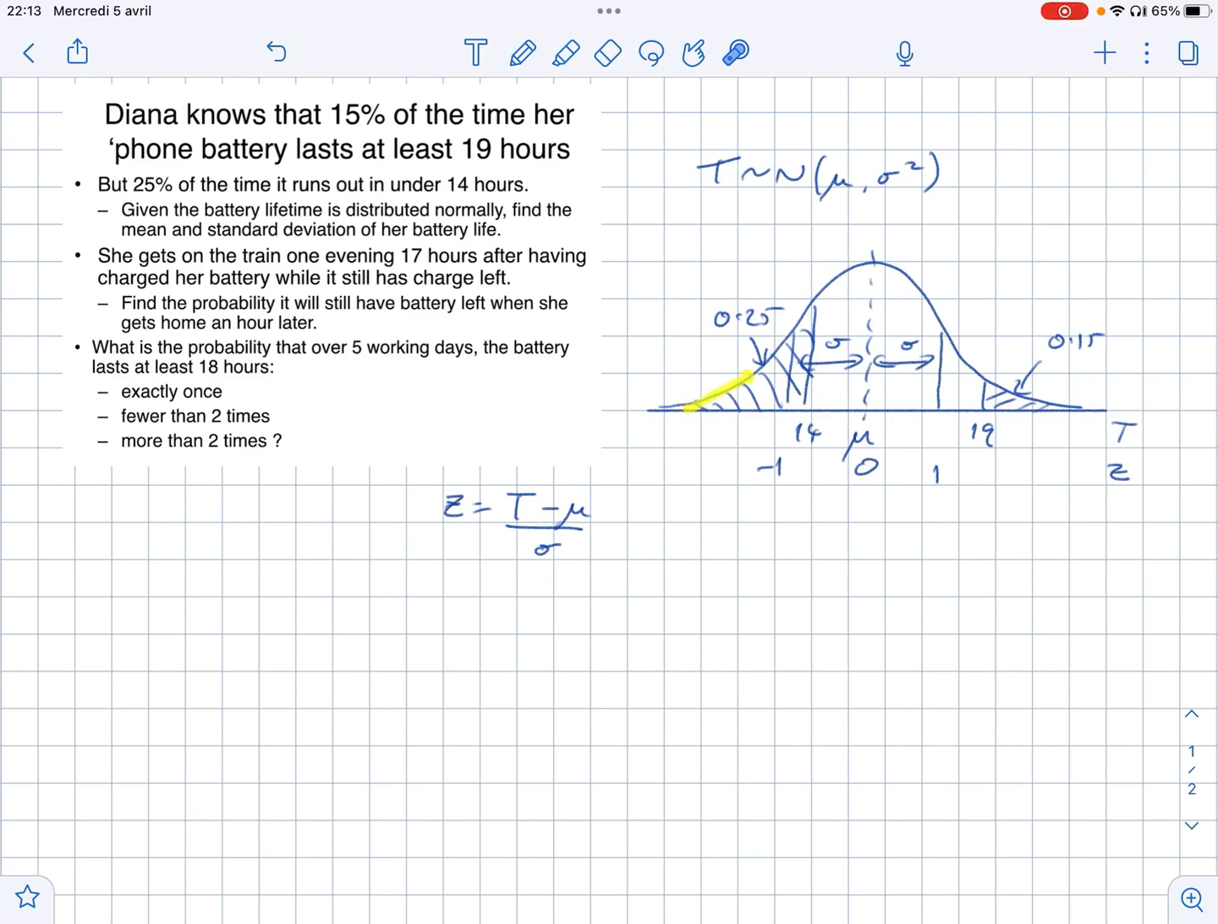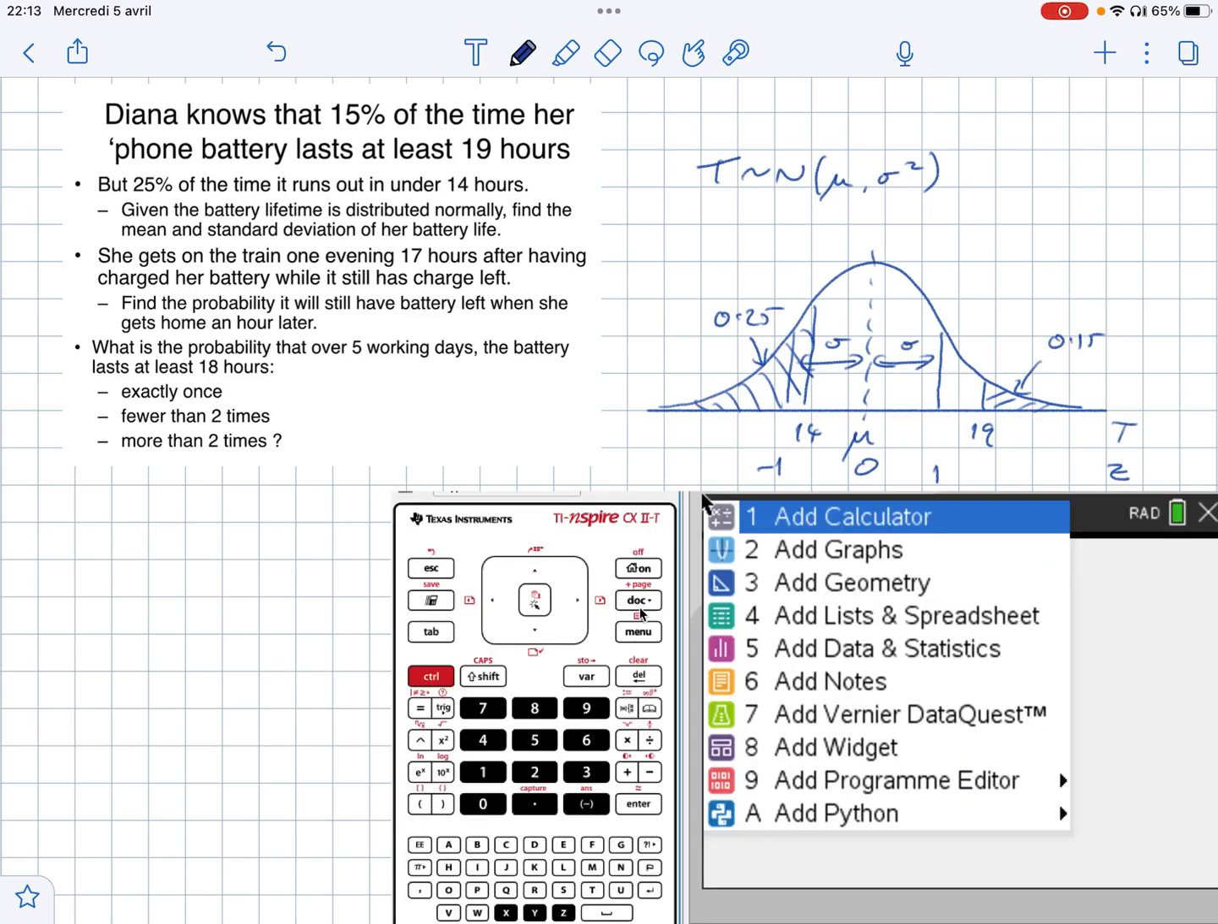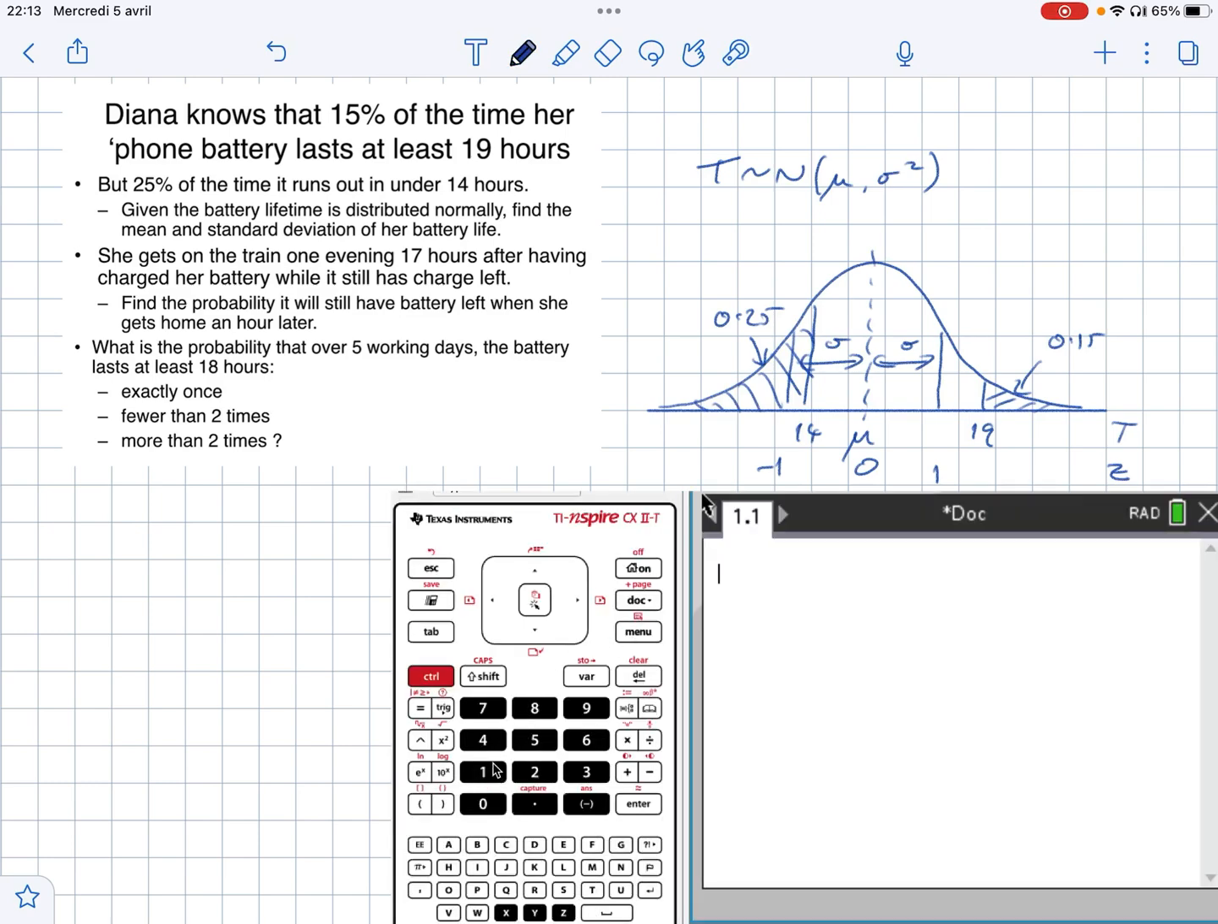So let's work out, in our Z distribution, where this point here is by the inverse normal with mean of 0 and standard deviation of 1, with 0.25 as my area, which should give me what this value here is. So let's put that in the calculator as an inverse normal. I'll add a calculator page first, and then we need to find inverse standard normal distribution.